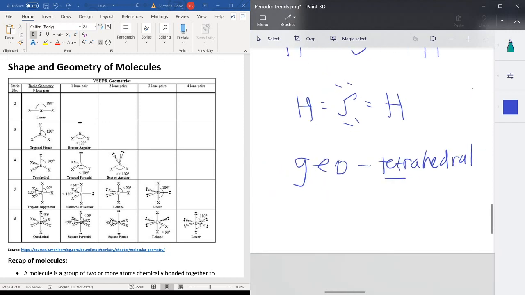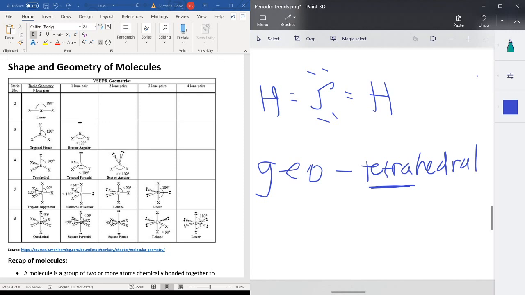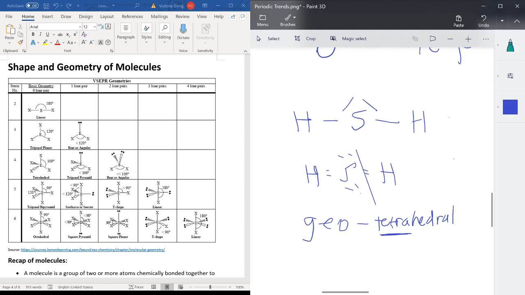And you may recognize the tetra prefix, which means 4. So, its geometry is tetrahedral, but that is not what its shape is. The reason being, there are lone pairs. Now, if you continue to look on this chart and go down to see how many lone pairs there are, in this case, there are 2 lone pairs.